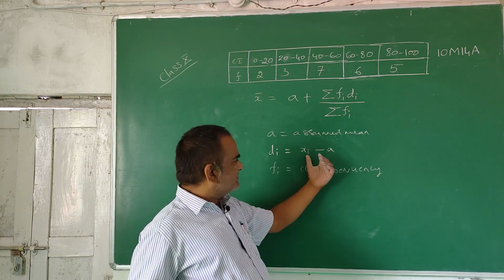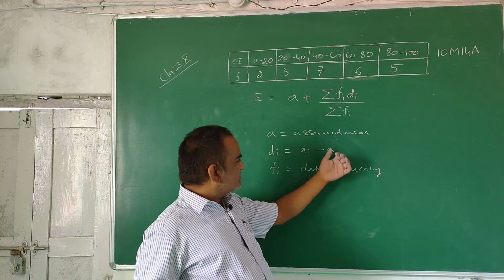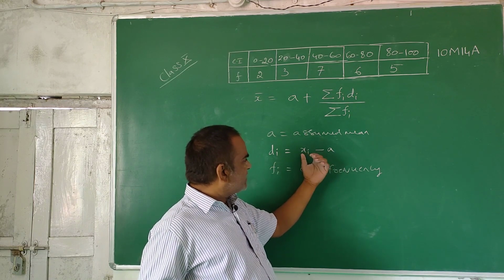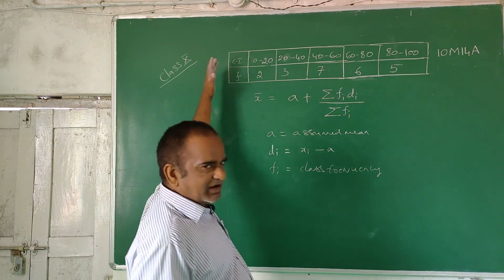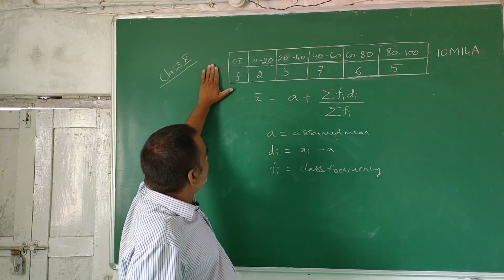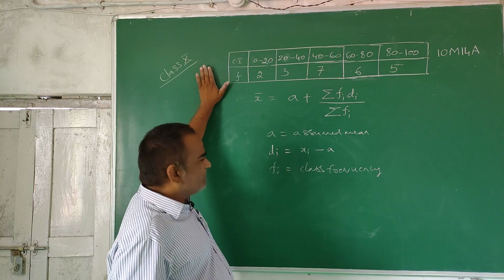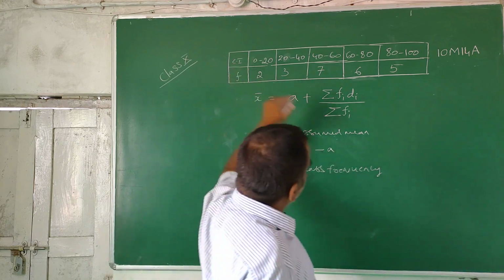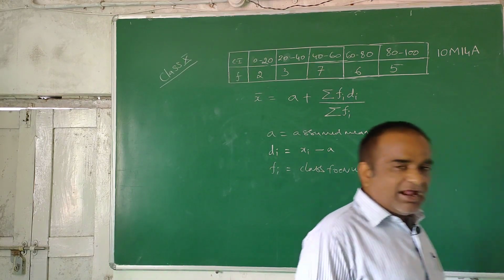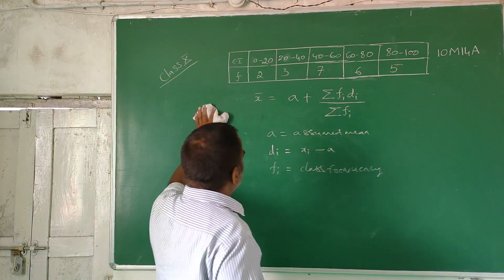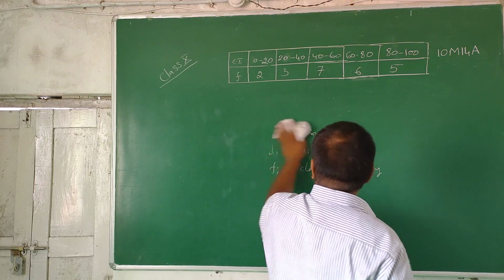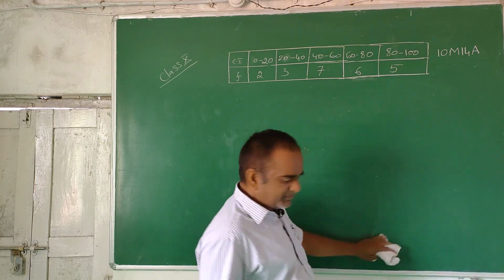How do you get the class deviation? You have to subtract the assumed mean from the class mark. So these are the notations. Now let us go for the same table and calculate the mean. Why take another example? Take the same table and let us calculate the mean by the assumed mean method. So for this, we now have to prepare one table.